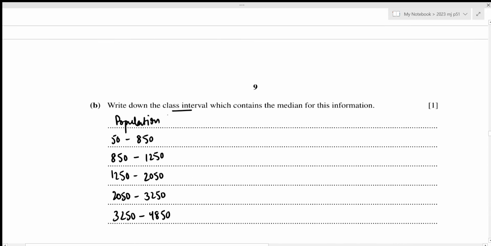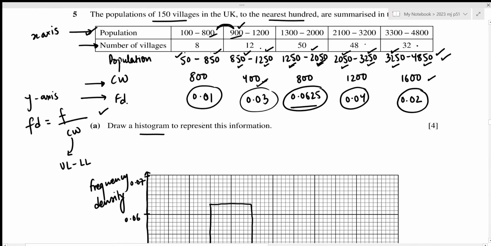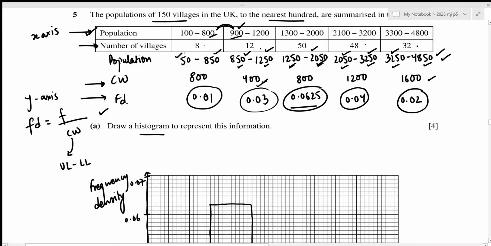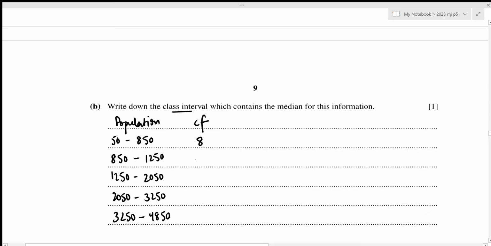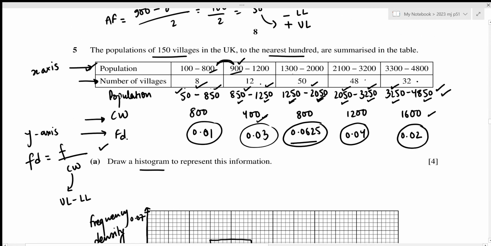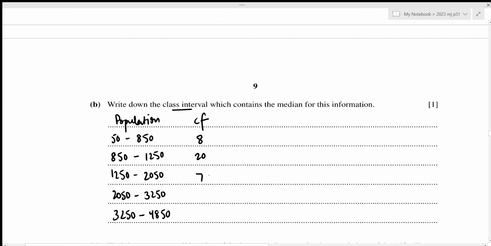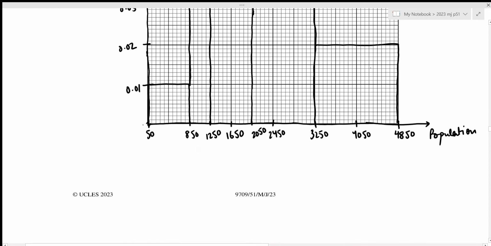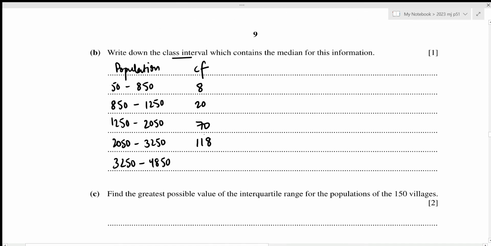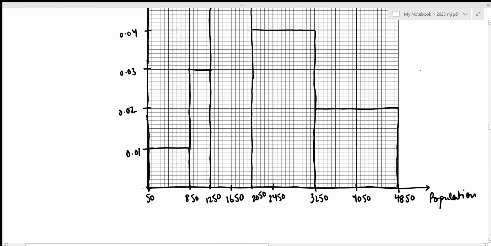And in order to figure out your median, we also need the cumulative frequency. Let's write it down. So first class will still have 8. The second class will have 8 plus 12, which is 20. The third class will have 20 plus 50, so that's 70. Then the fourth class will have 70 plus 48, so that's 118. And the last class will have 118 plus 32, which is 150.